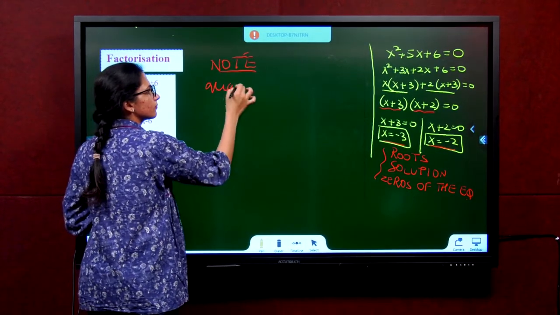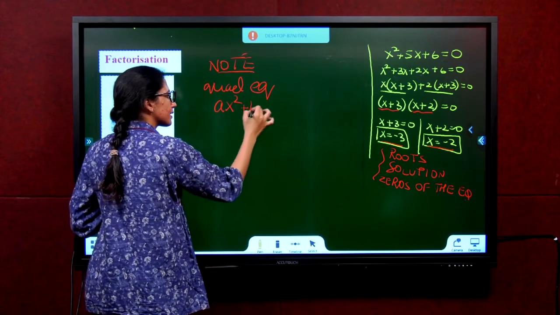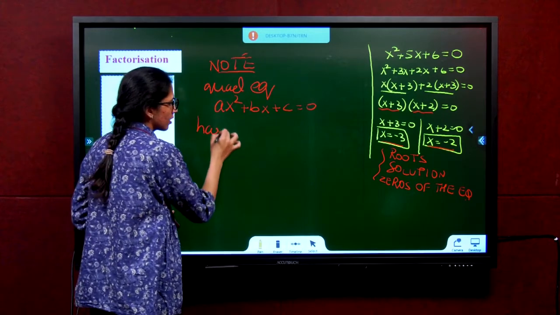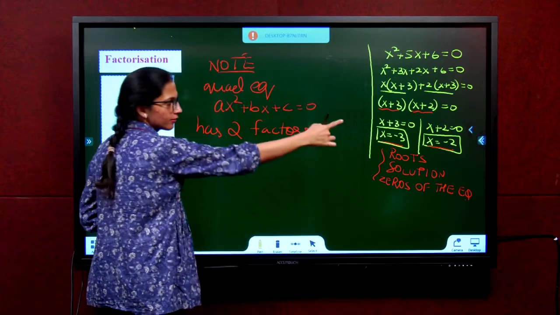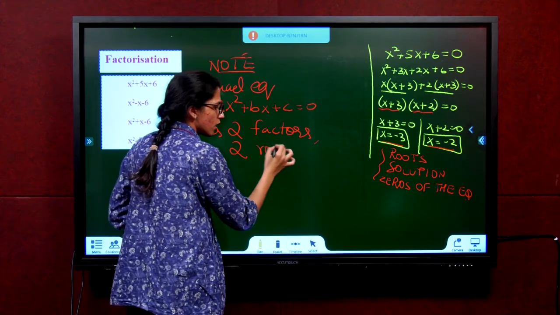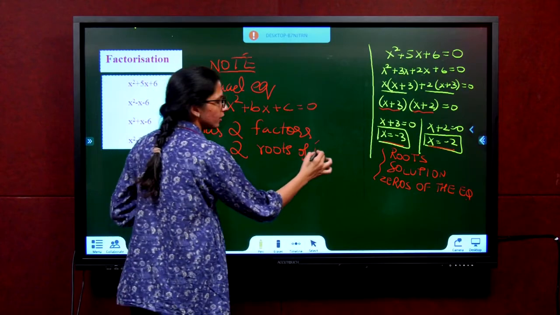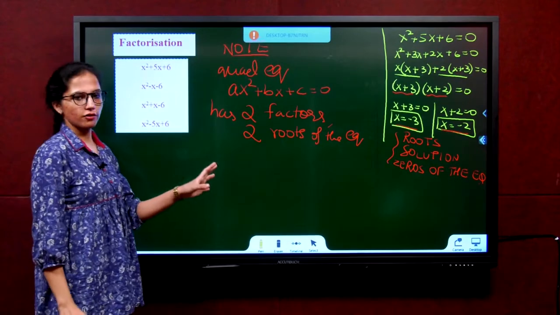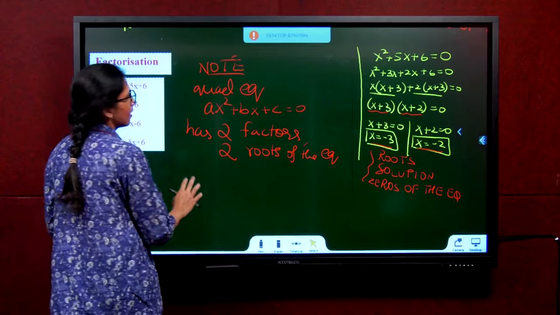Quadratic equation ax square plus bx plus c equals 0 has two factors, and also has two roots of the equation, two roots or solutions of the equation. This is a conclusion we have drawn. We will now try a few different examples. Please take down the note.